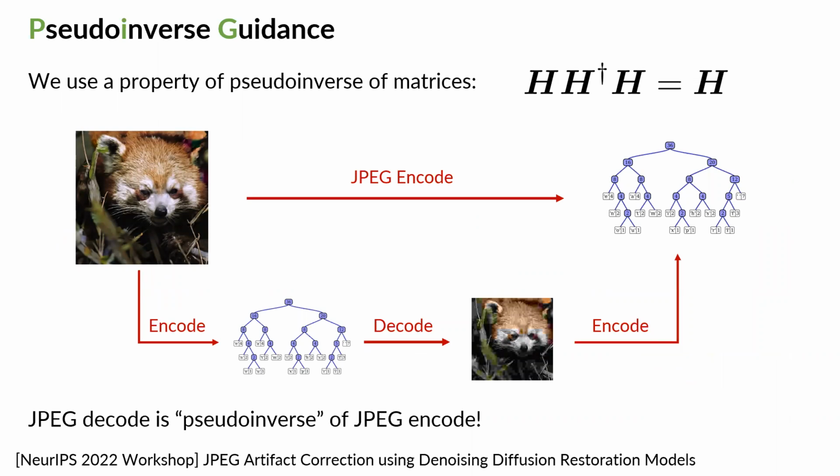We want to use a property of the pseudo-inverse for matrices. For a matrix H, the pseudo-inverse has this property: H times pseudo-inverse H times H equals H. Placing this in the context of JPEG, you can get some Huffman encoding with a JPEG encode, but you can also get the same Huffman encoding by doing encode, decode, and then encode. The reason is that the quantization was done once for the encode, and once you have done that, regardless of how many times you decode and encode after that, it will still be the same. So at a high level, we can say that JPEG decode is a quote pseudo-inverse of a JPEG encode.